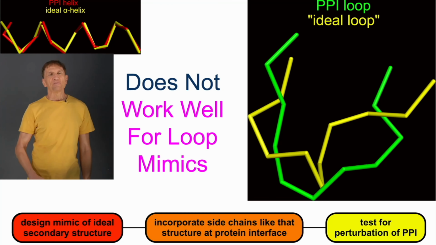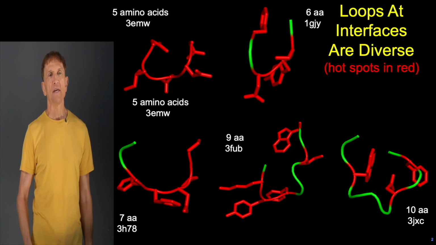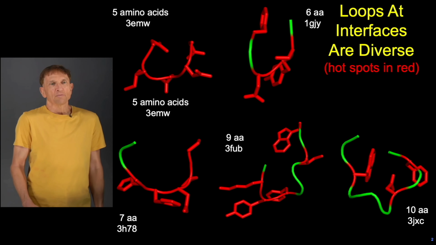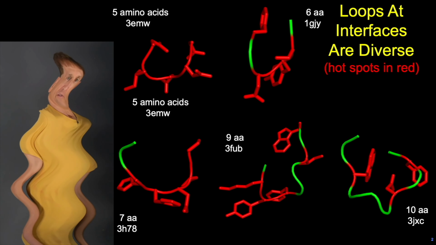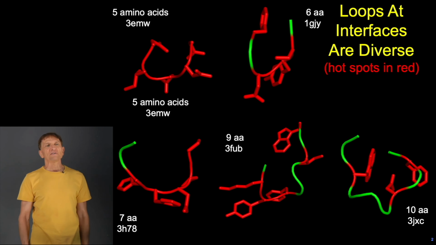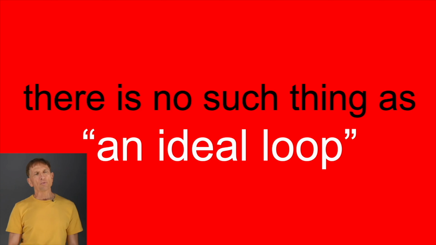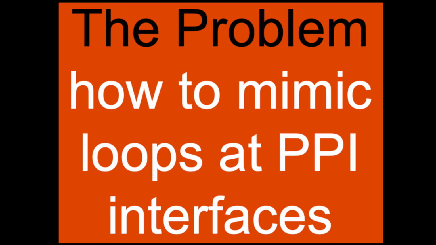Loops are harder to mimic than sheets or helices because they're more diverse. They can be short and fat, they can be tall and thin. They can be wide or curvy, just like people. They're very, very different. So this is a mammoth problem. If we have a loop at a protein-protein interface, for instance, how could we mimic that?